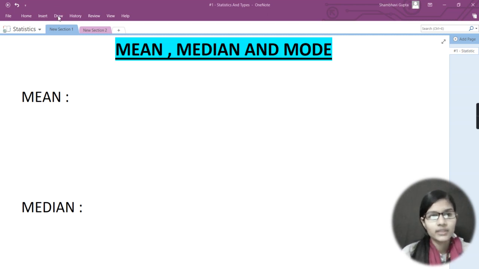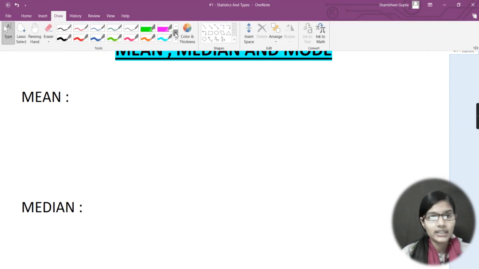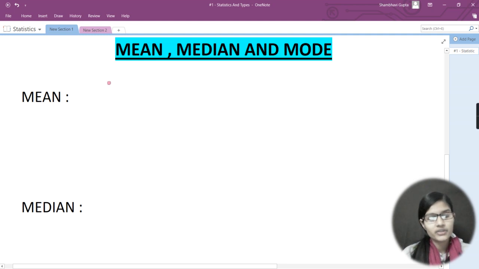So basically, what does mean mean? We are going to take the arithmetic mean here, and I know that many of you must be familiar with the mean. Let's take an example for it.